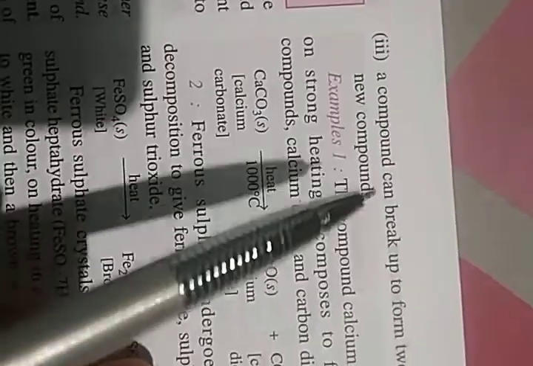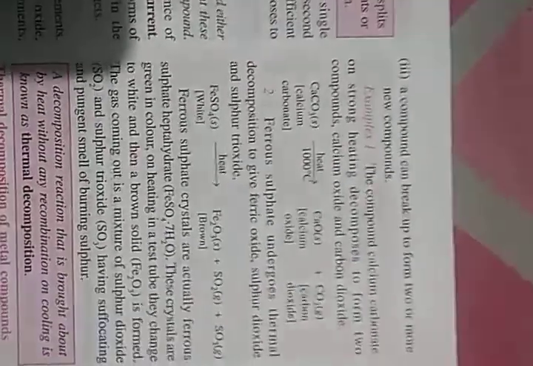Now, the third part. Third is what? A compound can break up to form two or more new compounds. See here, 1 and 2 compounds. Or even if we see Pb(NO3)2, when it is heated, it forms lead oxide plus nitrogen dioxide, and oxygen gas is evolved.